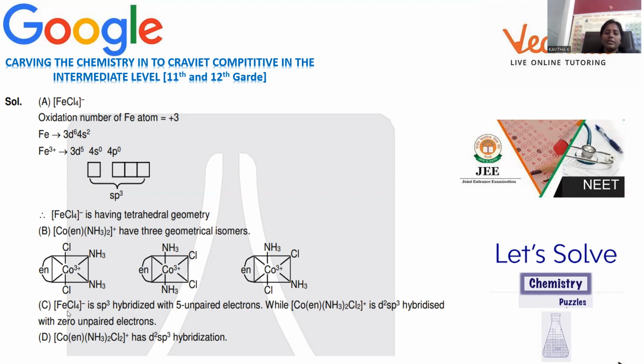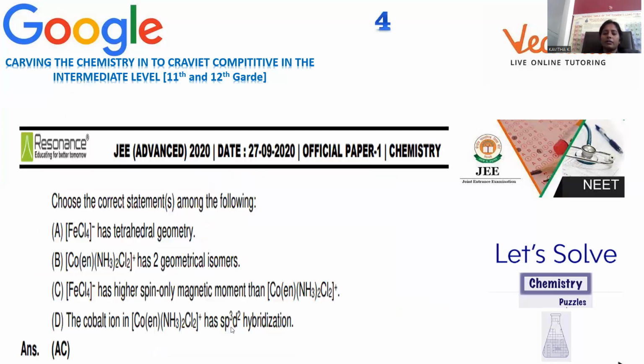Move on to option C. Option C: FeCl4 minus is sp3 hybridized, and chloro is a weak field ligand, so it will participate in the spin only magnetic moment. But in the case of Co(en)(NH3)2Cl2 positive, strong field ligands are present, so spin only orbital contribution will also be present, so whatever they are saying is not... If it is high spin, here chloro is weak field. Whenever weak field ligands are present, the complex is said to be high spin.